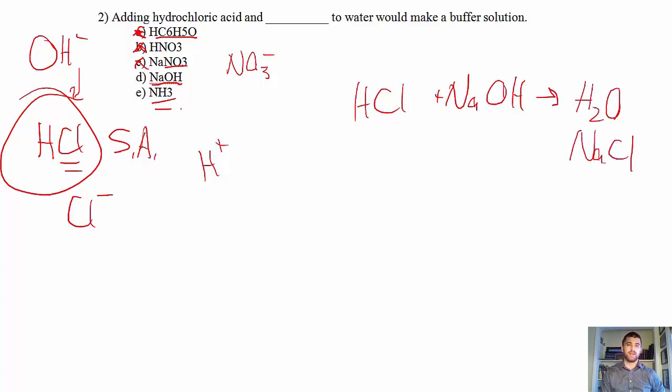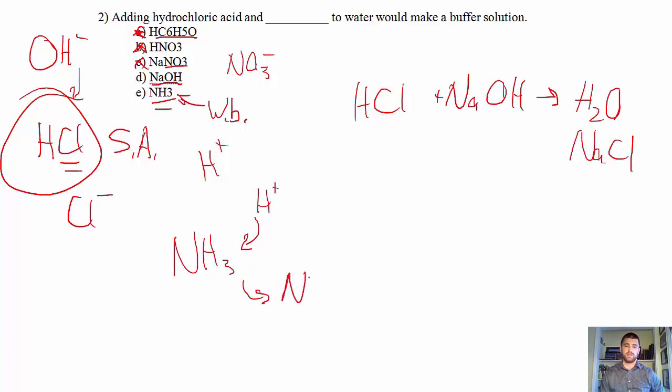But we do know that NH3 is a weak base, right? So we know that if we add NH3 and we added H plus to it, well, it's going to take it up to make NH4 plus. It's going to make that ammonium ion, right? And then we have the HCl, which is going to resist the change from the OH minus to give us water and whatever salt. So best answer here would be choice E.